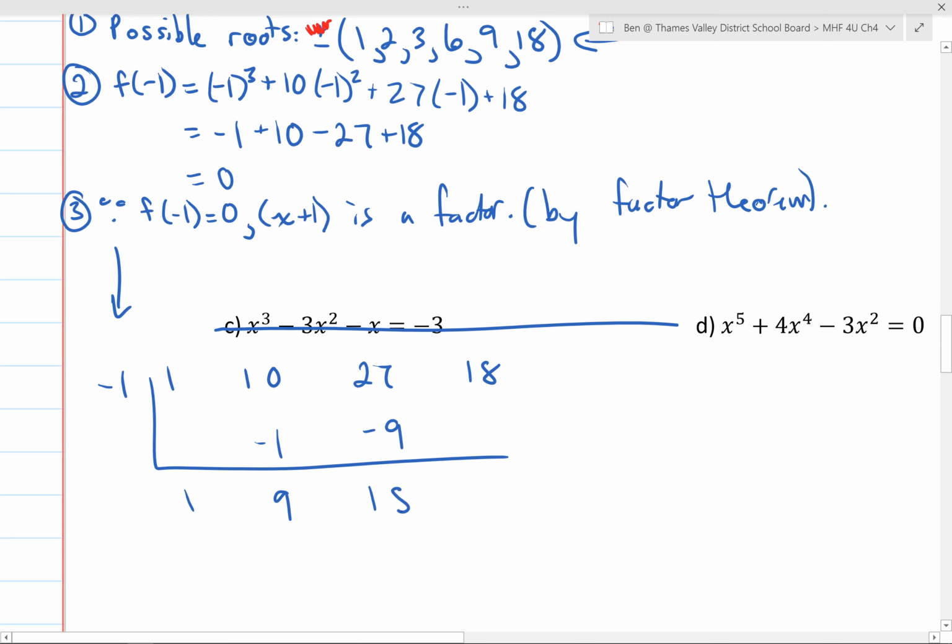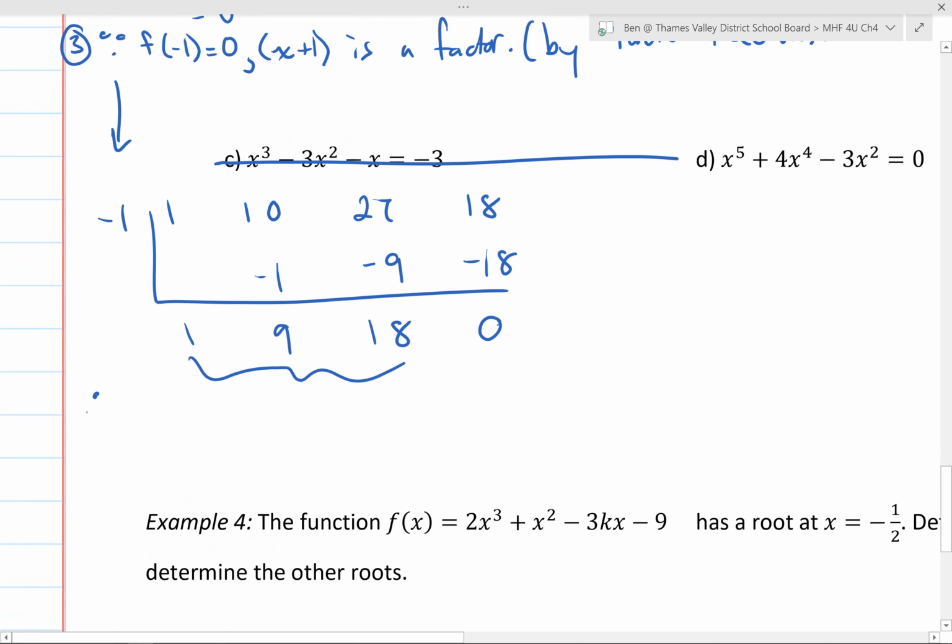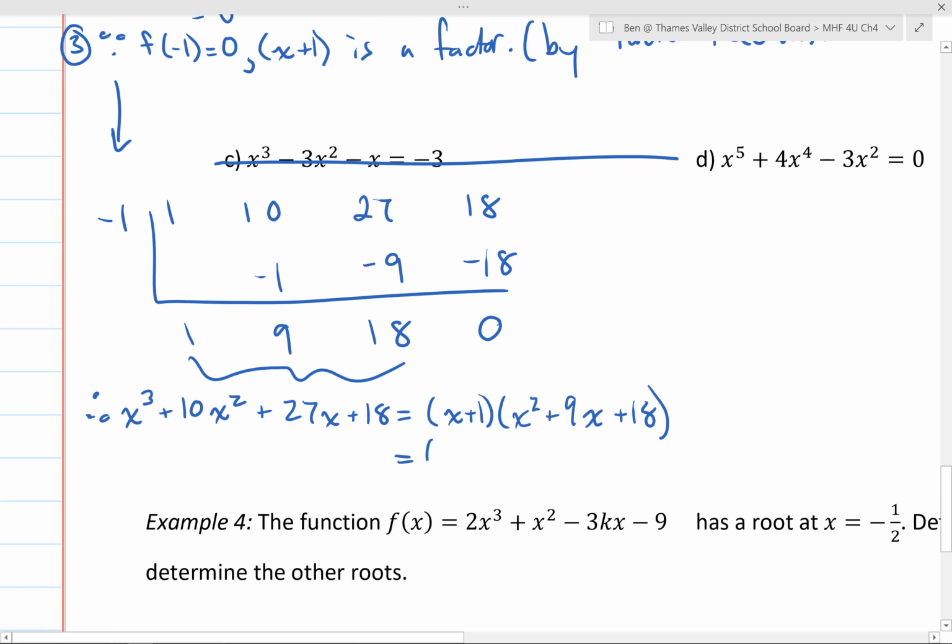9, -9, 18, -18, 0. This is a 0. That makes sense because it's a factor. Here's my quotient and my multiplication statement. I'm working with x cubed plus 10x squared plus 27x plus 18 is equal to x plus 1, that's my divisor, times my quotient, which is x squared plus 9x plus 18. Like above, we can factor this even further just by handling it like a simple trinomial.